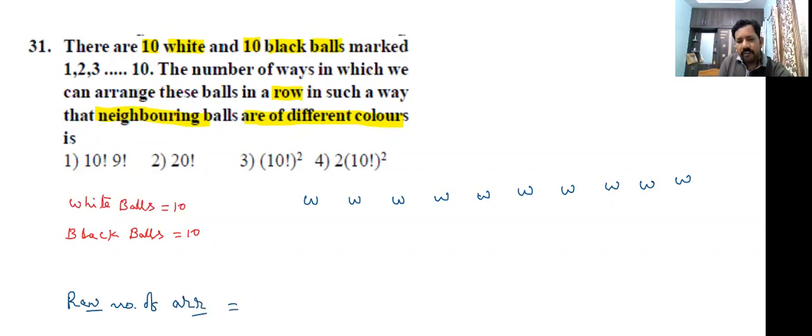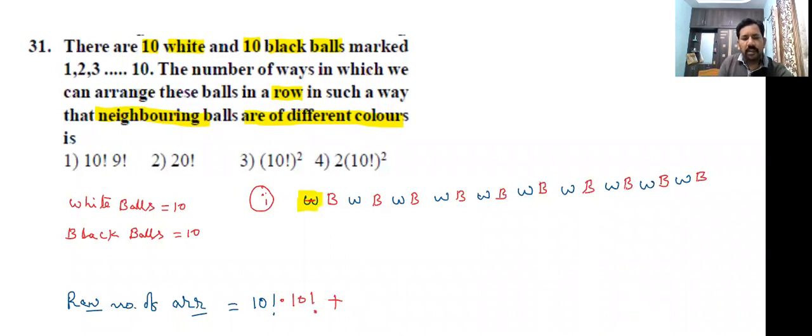So required number of arrangements is equal to 10 white color balls can be arranged in 10 factorial. Next, the second place onwards starts with the black. 1, 2, 3, 4, 5, 6, 7, 8, 9, 10. There are 10 places. 10 places can be filled with 10 black color balls. This is the first case, which starts with a white color ball.